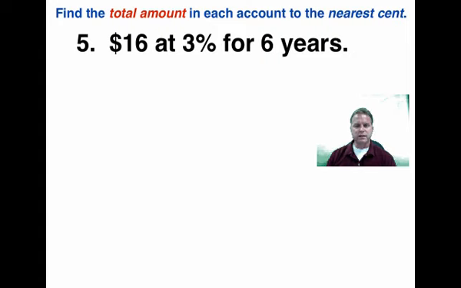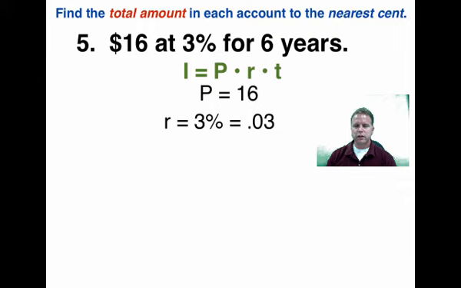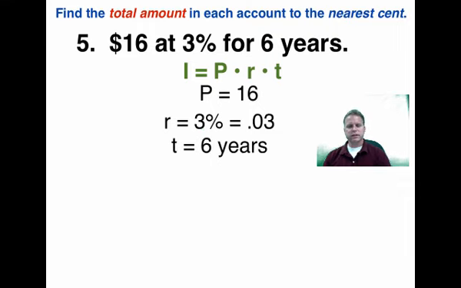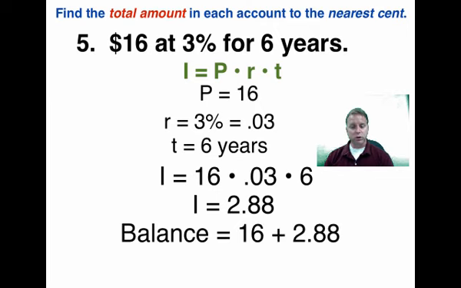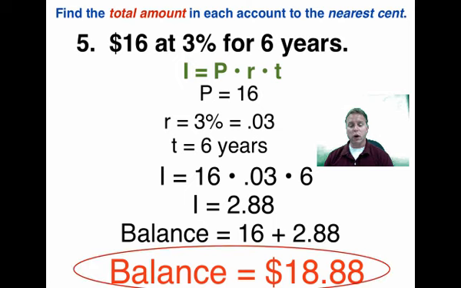Would you try number 5, please? Pause the video, see how much of it you can do. Okay, I is equal to P times R times T. Our P is 16. Our R is 3%. Our time is 6 years. So we're going to go 16 times 0.03 times 6. Gets us a whopping $2.88 after 6 years. But we want the total amount, so we do 16 plus 2.88. Gets us a balance of $18.88. Don't spend it all in one spot.